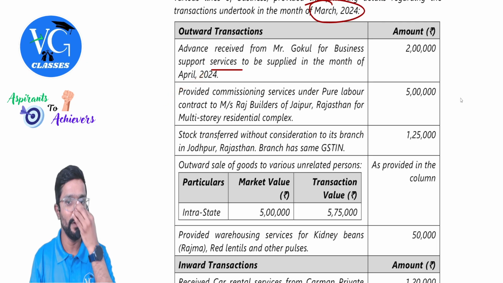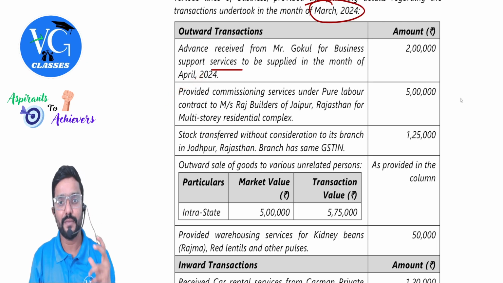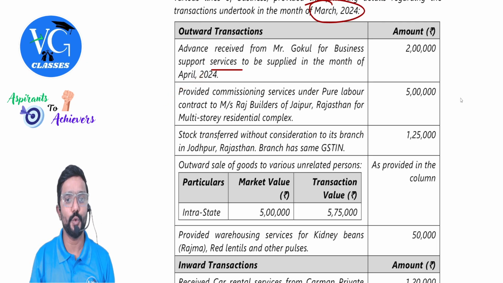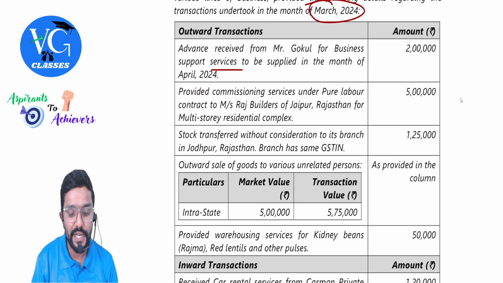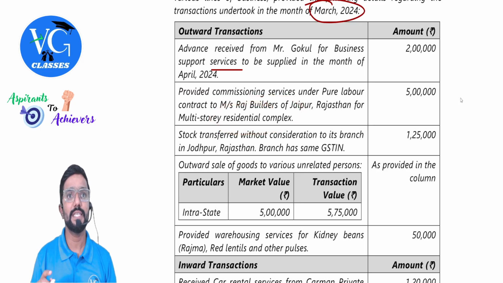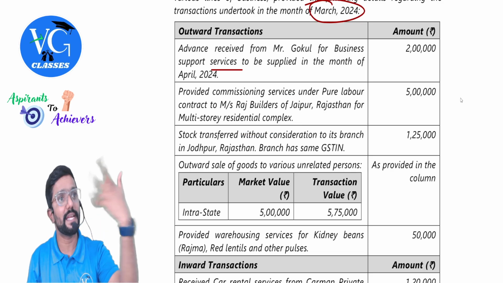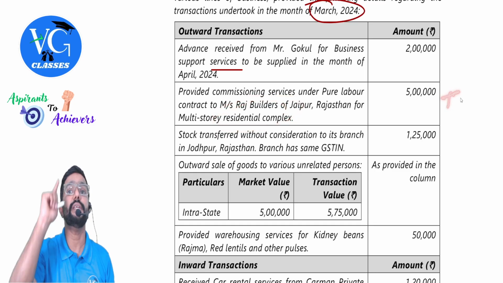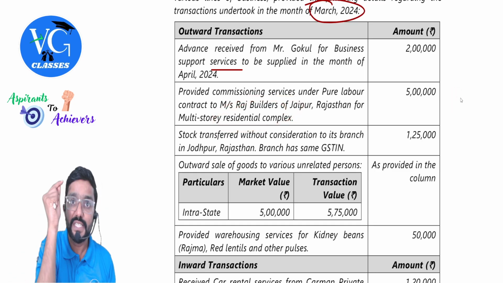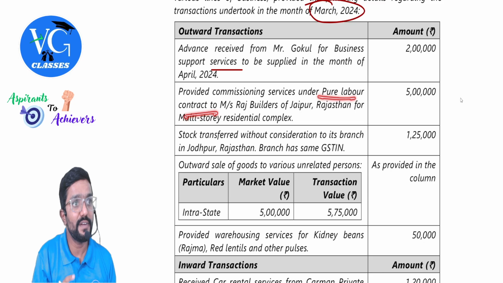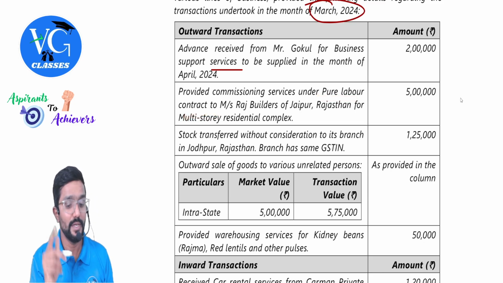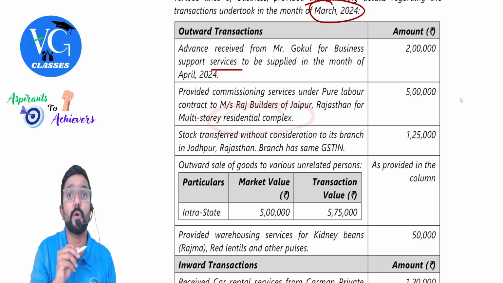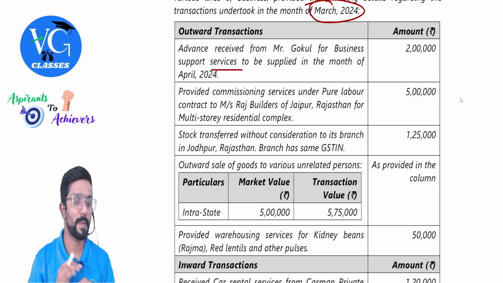Next, provided commissioning services under a pure labor contract to Raj Builders of Jaipur, Rajasthan for a multi-story residential complex. Guys, if it is a single residential unit, it is exempt. But here it is a residential complex. Sir, is it taxable? Yes, it is taxable. If it were a single residential unit, it would have been exempt. Pure labor contract for a single residential unit is exempt. But if it is by way of a residential complex, taxable.